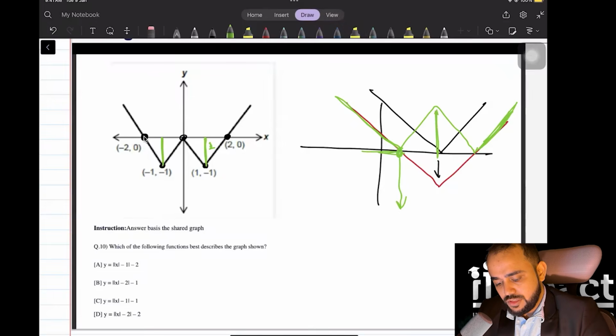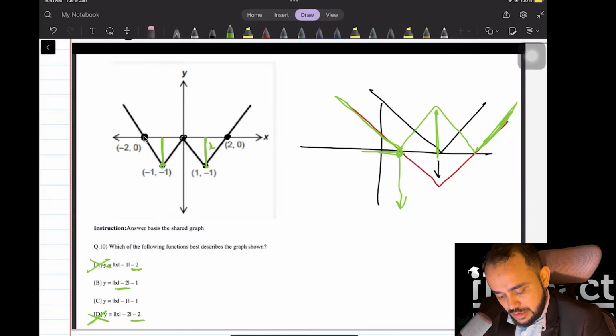Your y coordinate for these two minima points is -1, which means that the shift downwards is of 1 unit, which means this -2 and this -2 is irrelevant. It is not correct. So your answer will be either option B or option C. Now the only thing we need to understand is what is going to be subtracted from the inside. Is it going to be |x - 2| or is it going to be |x - 1|? And how will we decide that?